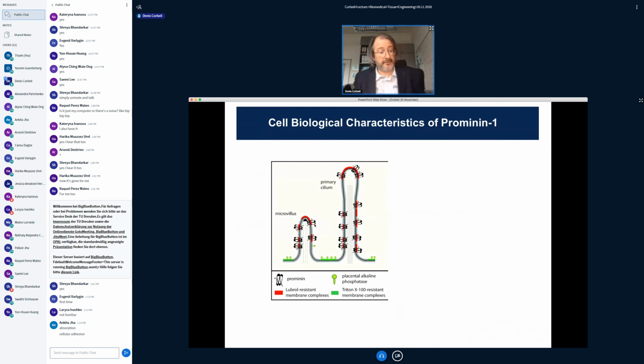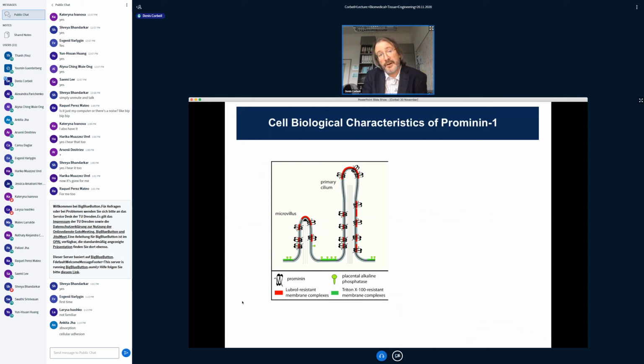So then we look by fluorescence. If this molecule is found in membrane microdomains which are Lubrol resistant, it may differ from the protein which is normally found in the Triton X100 resistant membrane complex. And one of these molecules found in Triton X100 is called placental alkaline phosphatase, which is a GPI anchored protein. So we found that this molecule is found in Triton X100 but not prominin-1, which is on the other hand found in Lubrol resistant membrane complex.